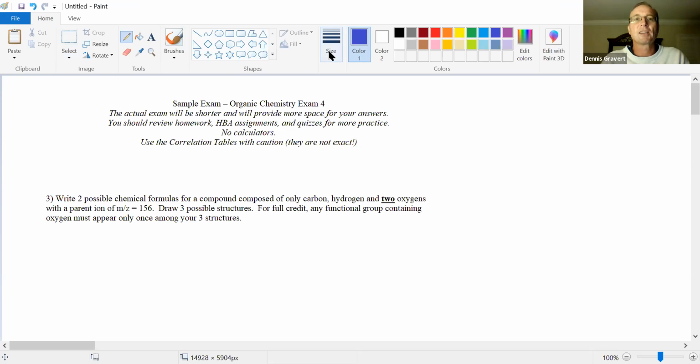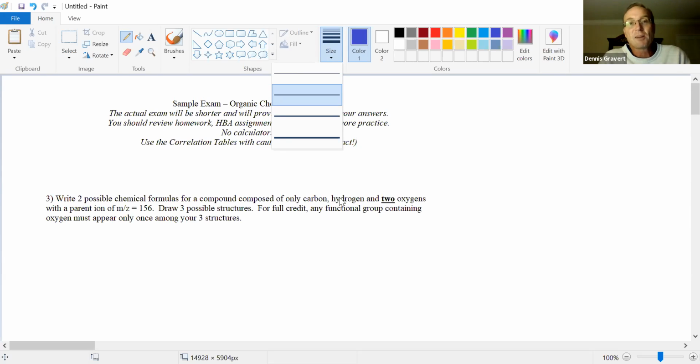Okay, get the pen going here. Okay, so I started with number 3 on the sample test. Write 2 possible chemical formulas for a compound composed only of carbon, hydrogen, and 2 oxygens with a parent ion of 156. I feel like I want to just get started, but let's see the rest of the question. Draw 3 possible structures. For full credit, any functional group containing oxygen must appear only once among your 3 structures. All right, let's just clarify that. I remember why I wanted to pick that one.